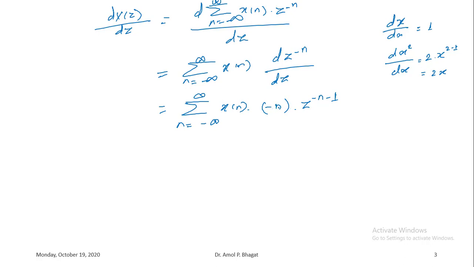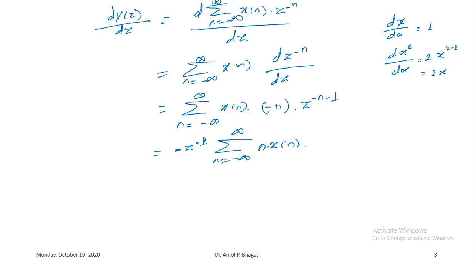You can take this minus sign and z inverse outside this summation, right? So inside the summation, n equals minus infinity to infinity, x of n will be there. This n will be as it is, so we can represent it as n into x of n.